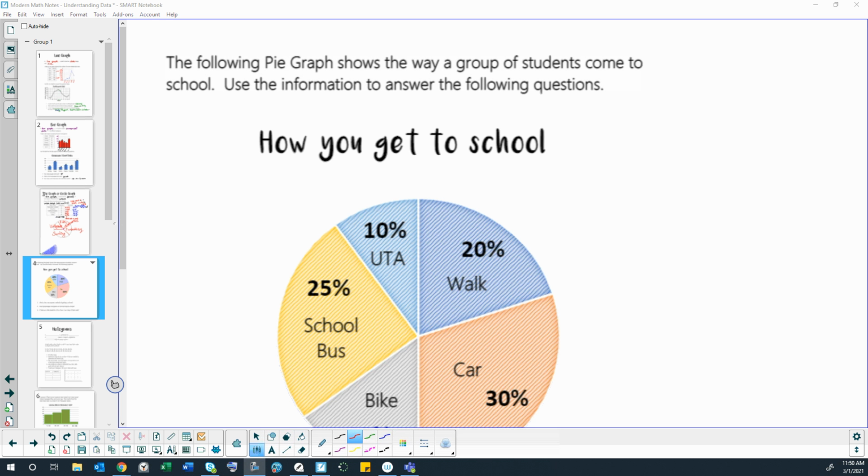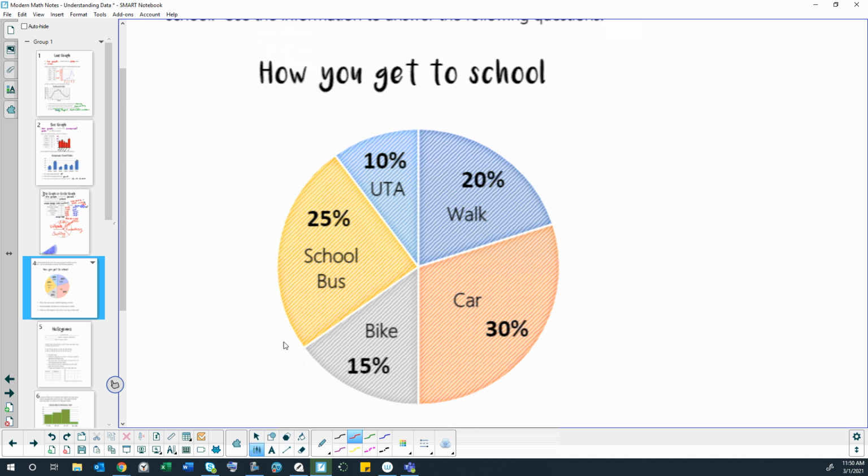So we've got this pie chart. It tells us what each category represents. It also gives us percentages. There's different ways of labeling a pie chart, so this is one of them.